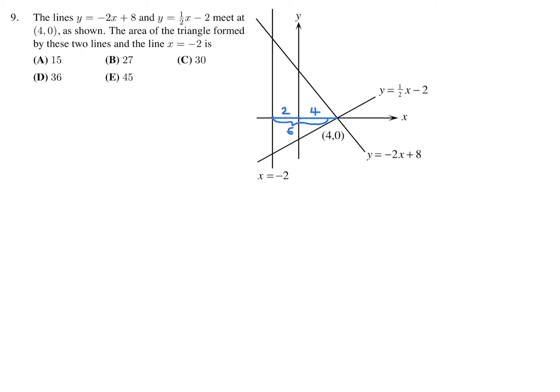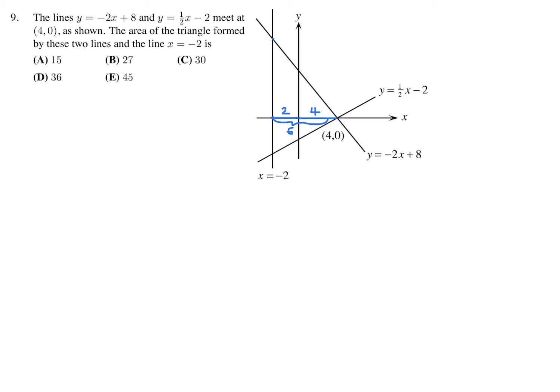So all we have to do is figure out the distance from there to there and the distance from there to there, and we can figure out the area of those two triangles, and the sum of those two triangles will be our answer. So first I'm going to concentrate on this point right there, that point.